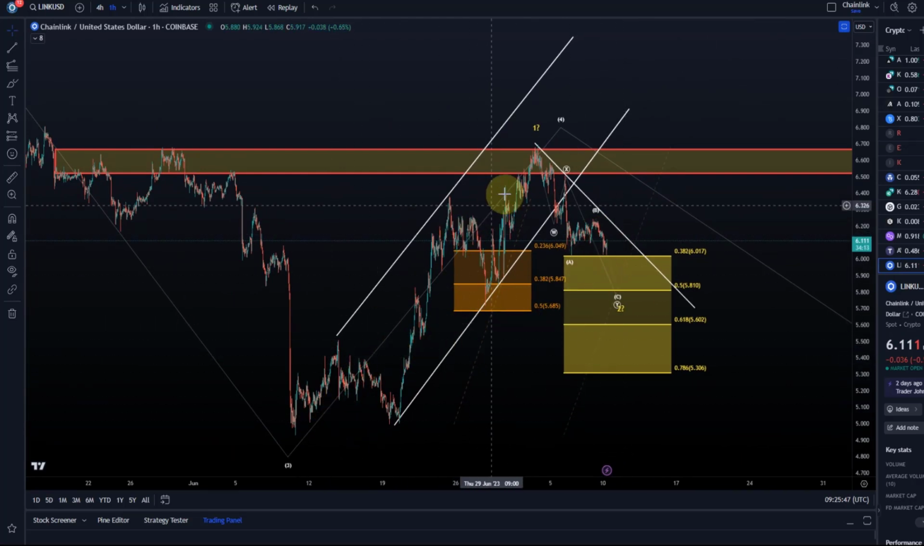Now, sometimes those wave 2s after a leading diagonal are shallow, but still I'd like to see a deeper wave 2 here. That's my update about Link.